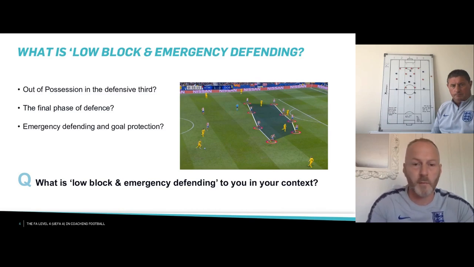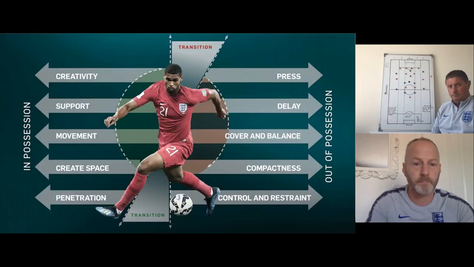And then obviously we're going to think about how it relates to the physical corner and what considerations we need to place upon this. So again, just focus on the right-hand side of the model. The out of possession principles, the press, delay, cover and balance, compactness, control and restraint, will allow us to start to delve a little bit deeper into what the game is and how we can provide solutions to the problems the opposition might cause.